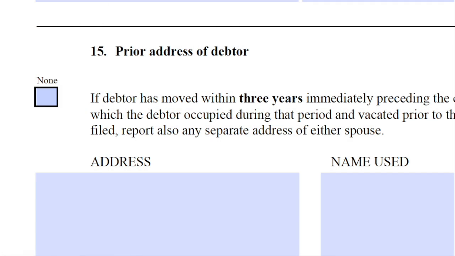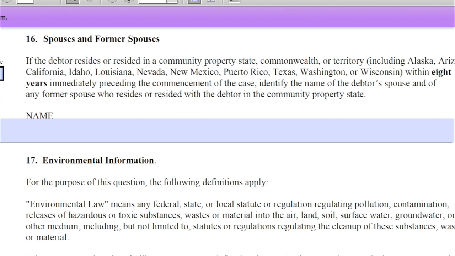Prior address, if they've moved in the last 3 years, you want to provide any of the addresses they've lived in. And if they're married or had any former spouses, you want to list that as well. And then usually, if it's not a business or a corporation, I don't answer any of the other questions unless they are engaging in some sort of self-employment or business venture.